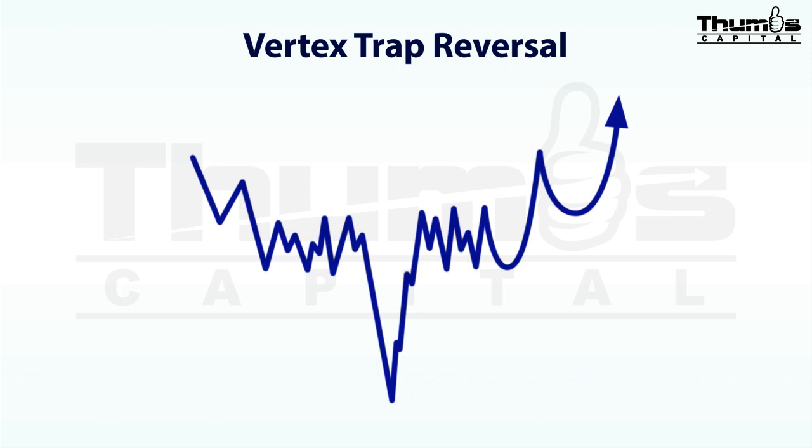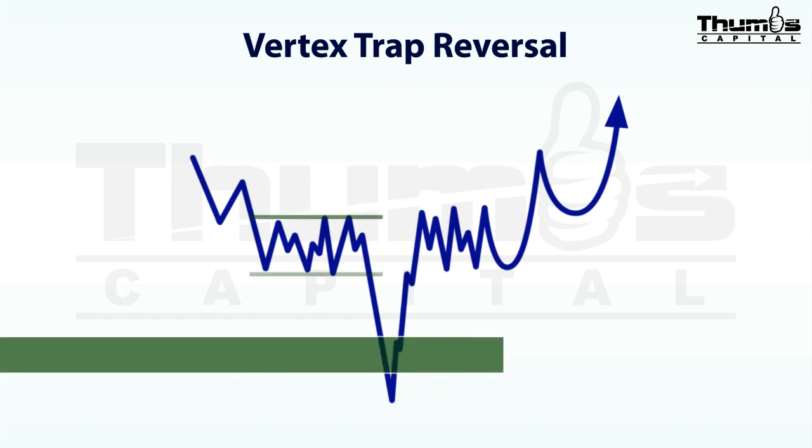In a bullish trade setup, the first step of a Vertex trap reversal pattern is that price creates a narrow range close to your trade zone. This is followed by an impulsive breakout of the range to hit your trade zone. Price immediately and quickly corrects the impulsive move and returns into the narrow range.